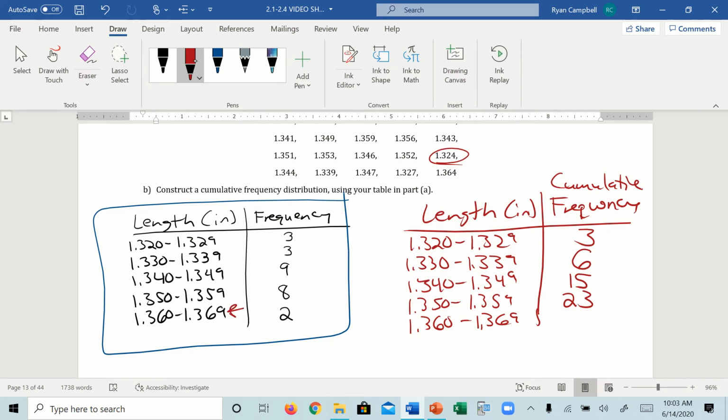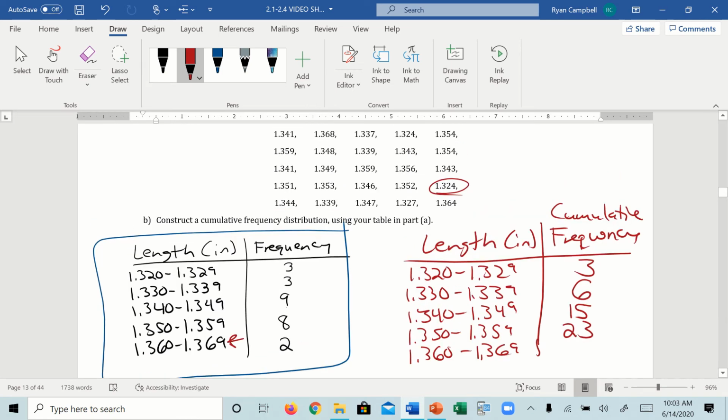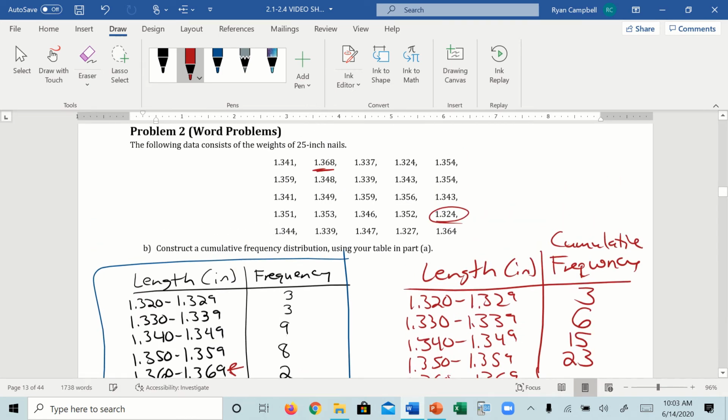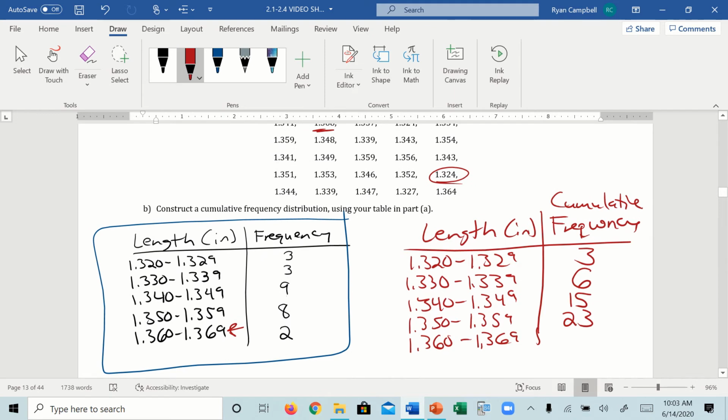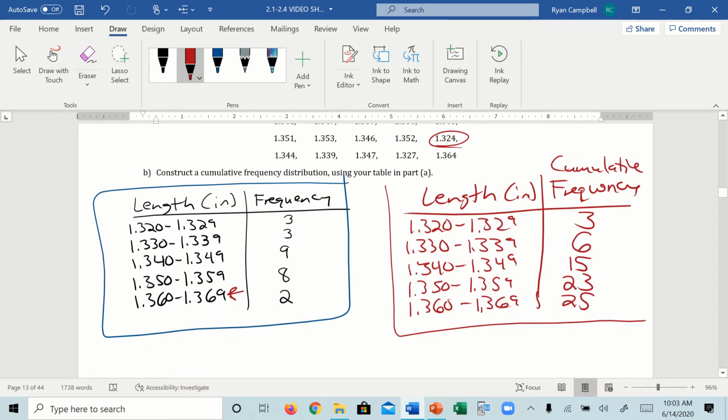And then the last one. How many are less than 1.369? Well, all of them are. We said that the highest number was 1.368, so all 25 would be. 2 plus 23 gives us 25. So in this case, it's not that you add them all up to get the total. It's the last class that gives you the total. The last class should be the total number for a cumulative frequency.